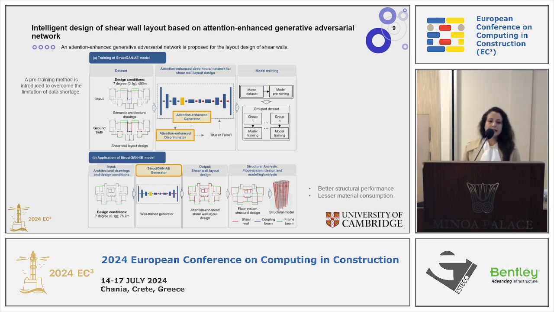This is another example of using GAN. So in this study, an attention-enhanced generative adversarial network is proposed for the layout design of the shear walls. In this study, a pre-training method is introduced to overcome the data shortage, and the result presents better structural performance and lesser material consumption.